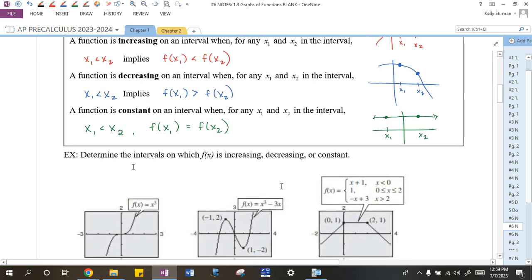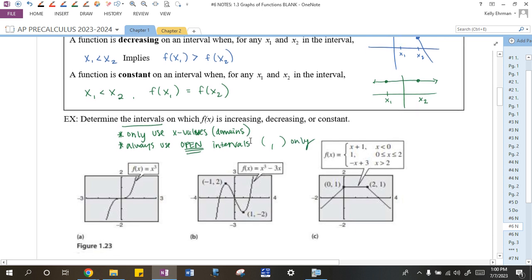Determine the intervals on which f of x is increasing, decreasing, or constant. We're told to use intervals. When we use intervals, the rules here are that we only use x values. In other words, we're kind of giving mini domains. Always use open intervals. What does that mean? Parentheses only.